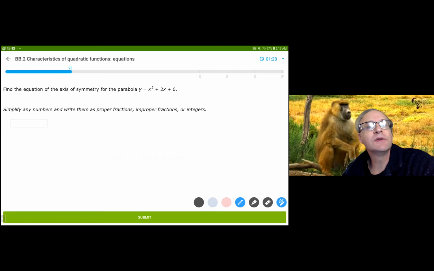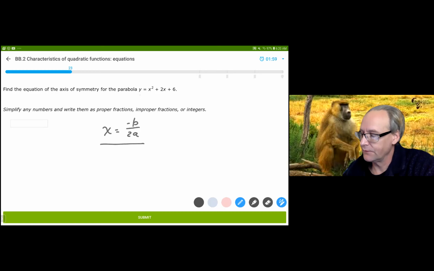The axis of symmetry. Looks like they want me to do negative b over 2a. So x is equal to negative b over 2a. This is going to define my value of x when we're looking at the vertex. So for any parabola that we talk about, we always take negative b over 2a. Well, where do that a and b and c come from?